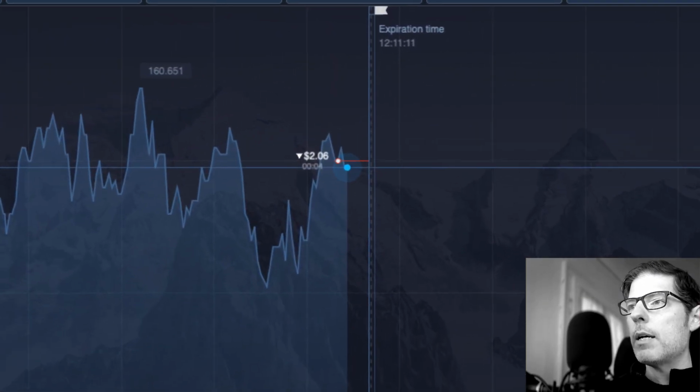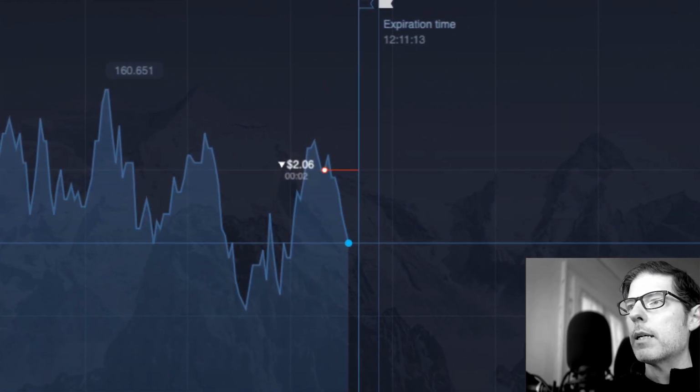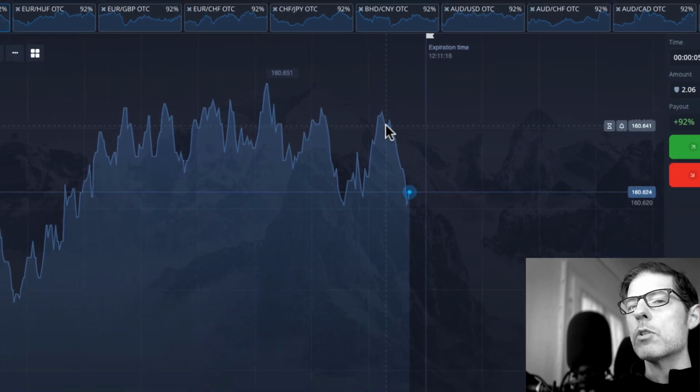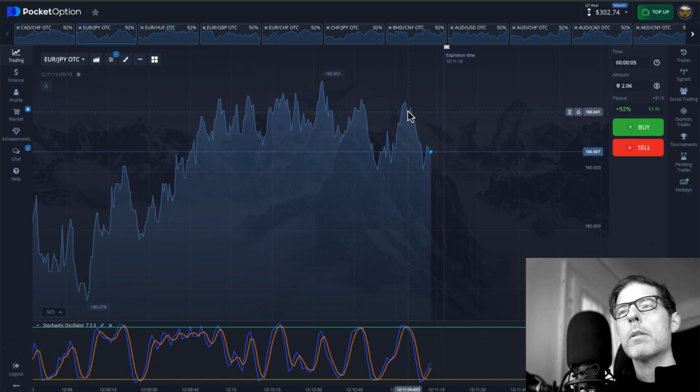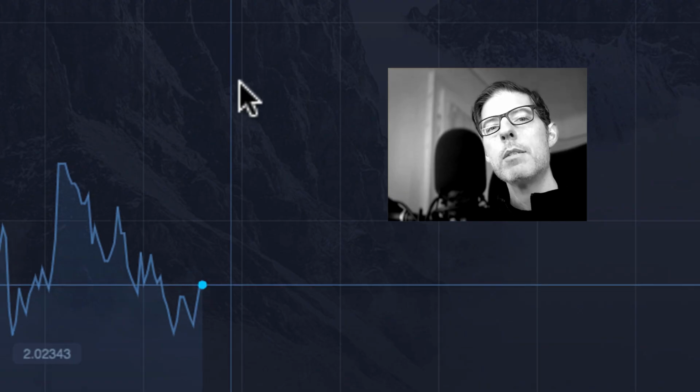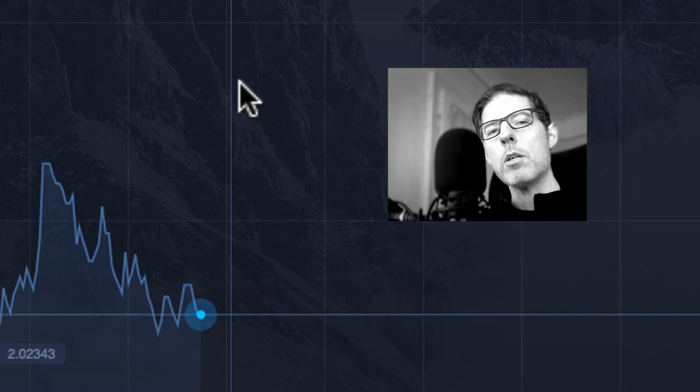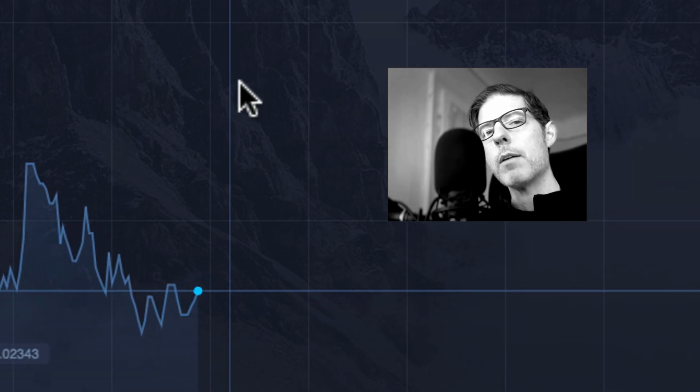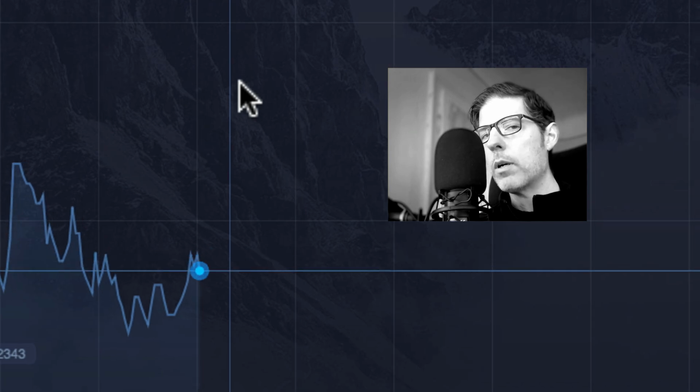I'm gonna go ahead and enter, guys, another sell. Looked like that was overextended right there. And sure enough, we've got another win. So that's 3 wins so far. Who needs candles when you can trade using the line chart inside of Pocket Option? This and more coming right up.